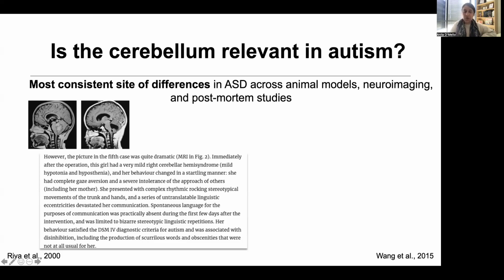So this was a girl who had a tumor resection in her posterior cerebellum, and her behavior changed in this startling way. She started rocking stereotypically, rhythmically, moving her hands, kind of like these repetitive behaviors we see in autism. Spontaneous language disappeared. She had echolalia and actually met diagnostic criteria for autism.